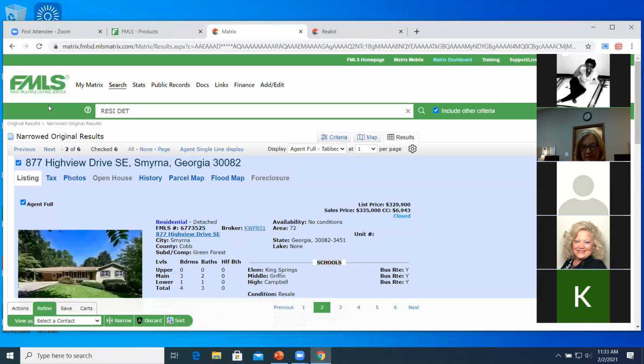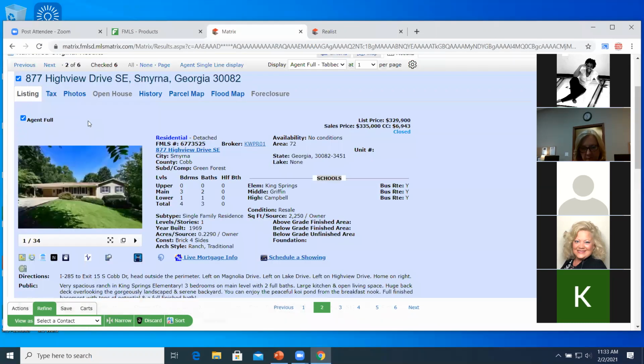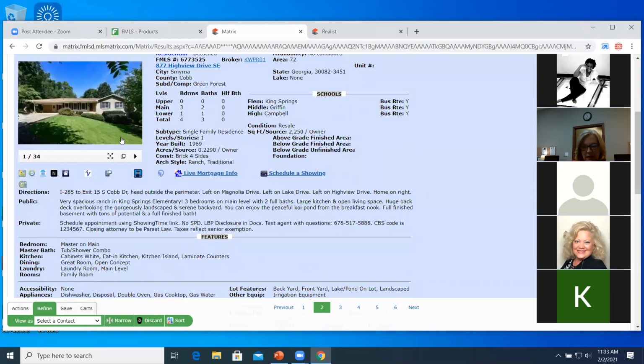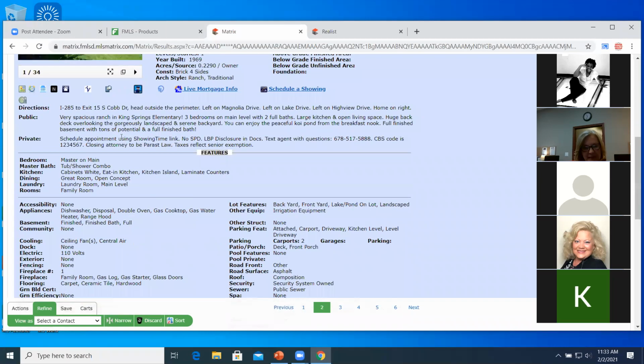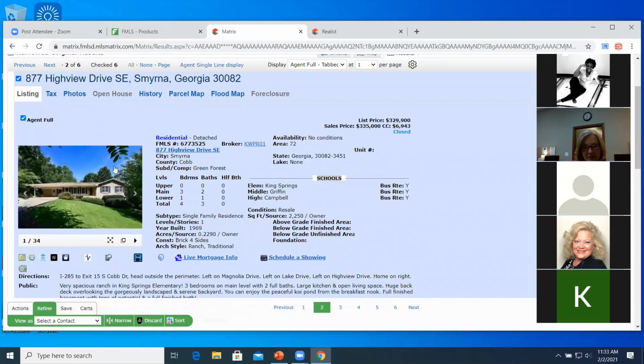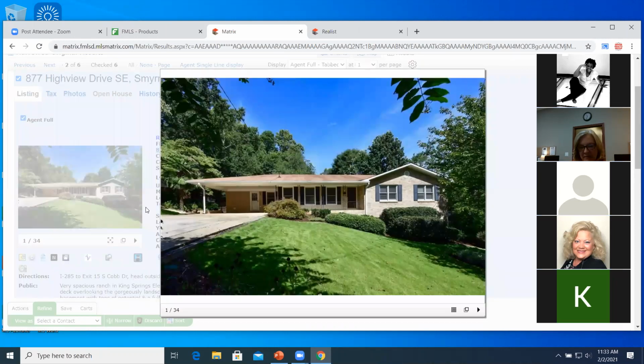All right, here it looks like a split level, but it looks like it's brick. It is a 4-3. The square footage is 2250, comparable. It's a little bit older than our property, right? But it sold for $335. Let's see what it looks like. Carport, doesn't even have a garage. It's got to be the area, right? You know, King Springs, the schools, something that's just probably a little bit more desirable. I don't know.